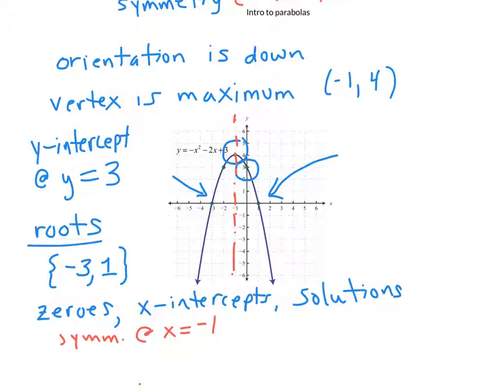I think that's probably enough. I don't want to beat a dead horse, so to speak. But those are the main things. Does it open up or down? Once you know that, it's real easy to say whether the vertex is a max or a minimum. Then look at the y-intercepts. Where does it hit the y-axis? And then your last thing are the roots, which is also where it hits the x-axis. And those are your x-intercepts. And that's pretty much the basics of when you're looking at a graph of parabolas.